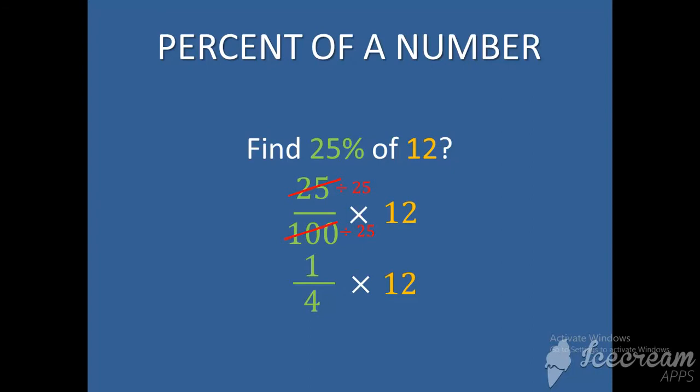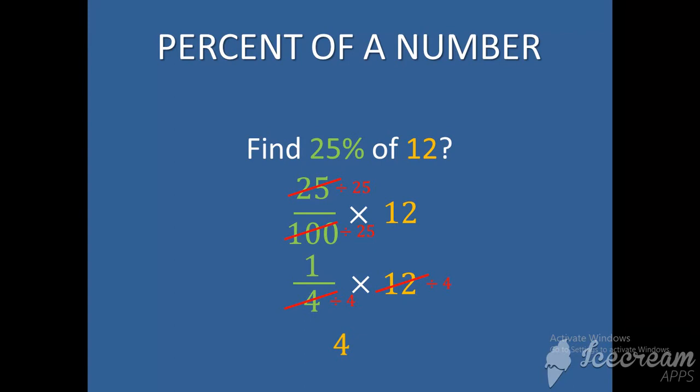So we have a new expression, but we know that there is still cancellation possible because 4 and 12 both are multiples of 4, and 12 is numerator and 4 is denominator. So cancelling 4 and 12 with 4 gives us 1 over 1 times 3. So now we know that 1 times 4 gives us 4. So 25% of 12 is 4. So this is how percent of a number is found.